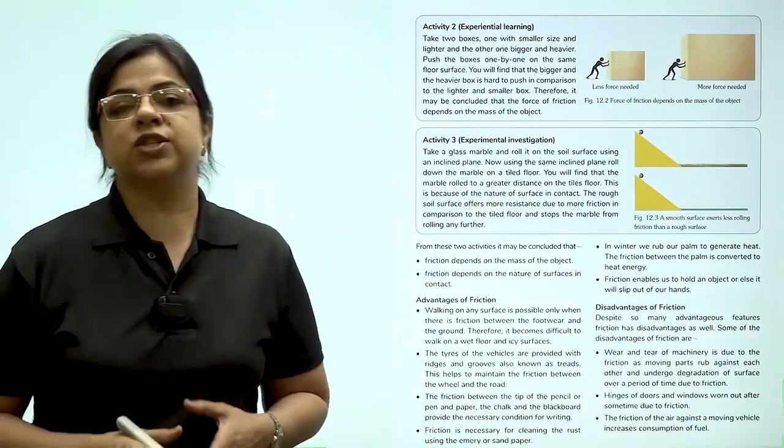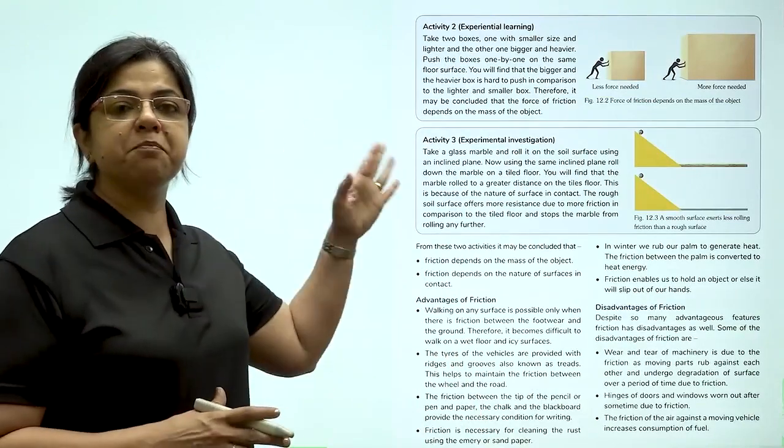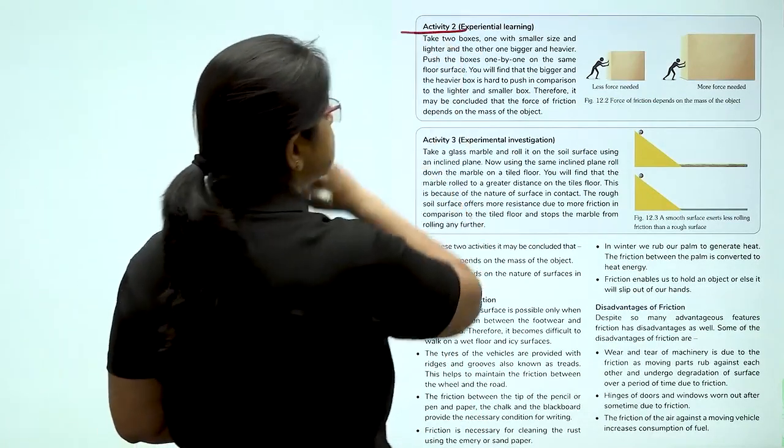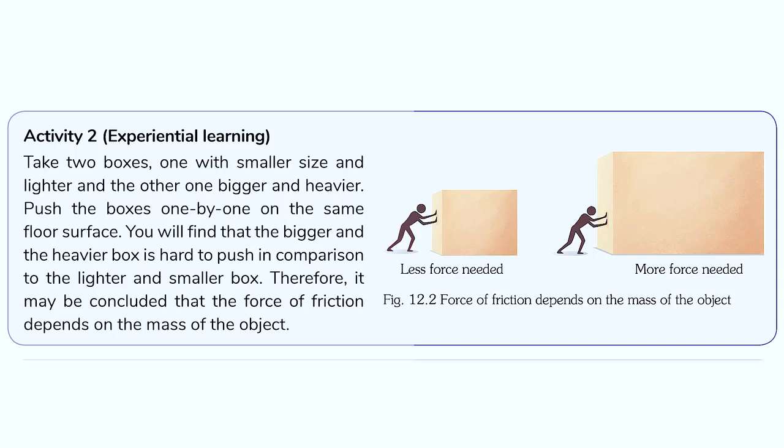Now, to understand friction, we are going to understand these simple experiments from your book. Let us first understand activity 2. Take two boxes, one with smaller size and lighter and the other one bigger and heavier. Push the boxes one by one on the same floor surface. You will find that the bigger and the heavier box is hard to push in comparison to the lighter and smaller box. Therefore, it may be concluded that the force of friction depends on the mass of the object.